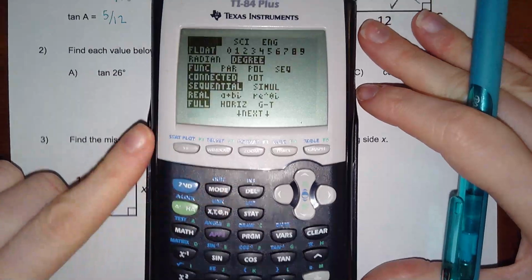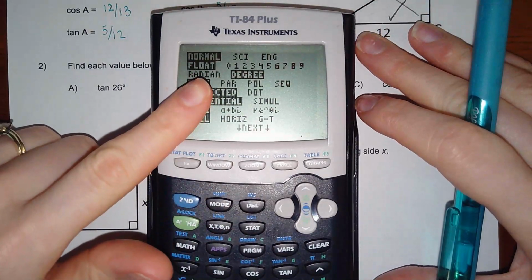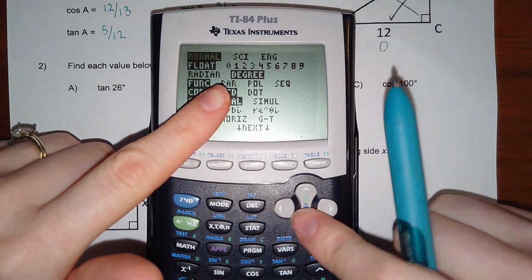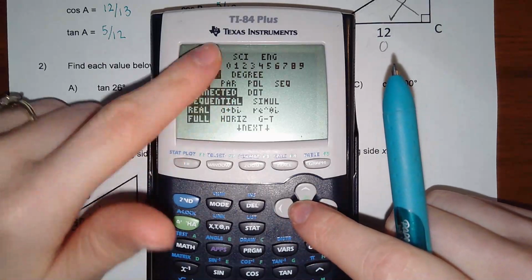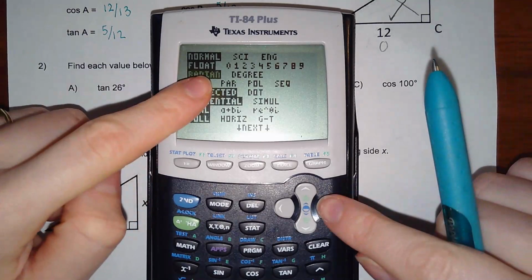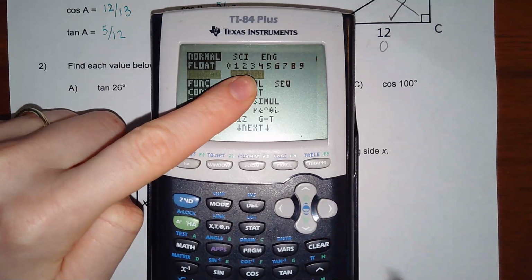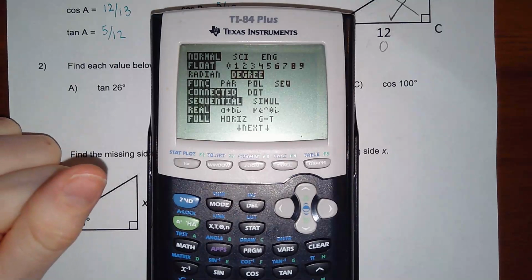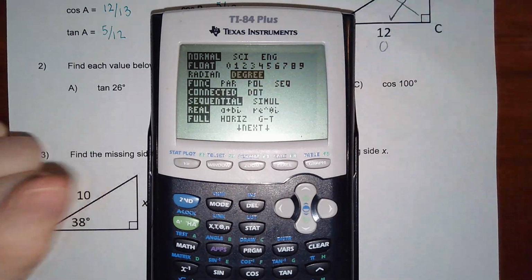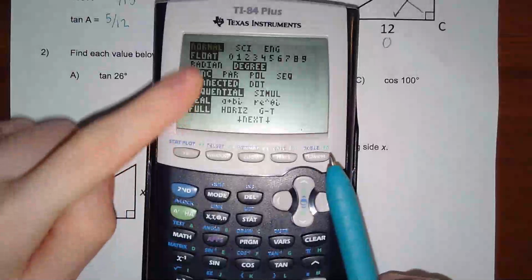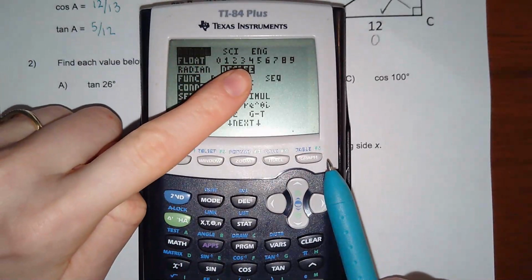Mode is at the top. And the third option says radian or degree. If your calculator currently has radian selected, so if it looks like this, you'll get the wrong answers for all of these problems. So what we need to do is go over and just select degree. So you can use arrows and press enter. Once you change this once, you shouldn't need to change it again unless you reset your calculator for some reason, but it does need to be in degree mode or else you'll get the wrong answer. So again, to get there, I just pressed the mode button and then made sure that this third option said degree.